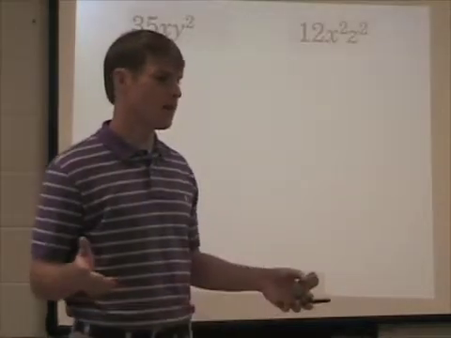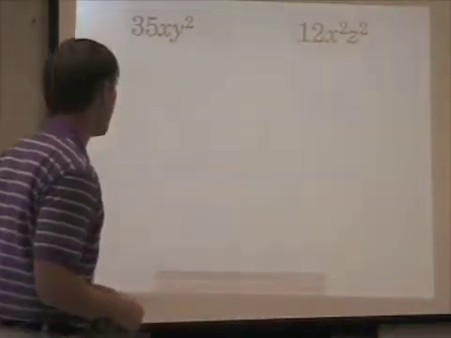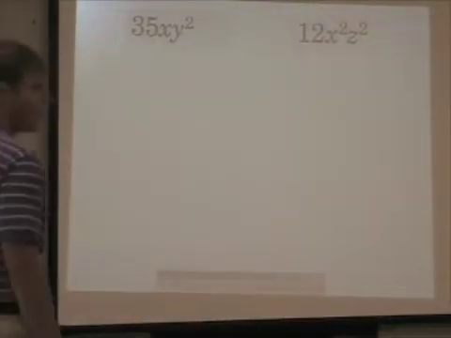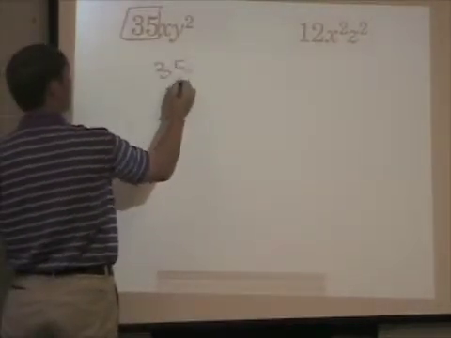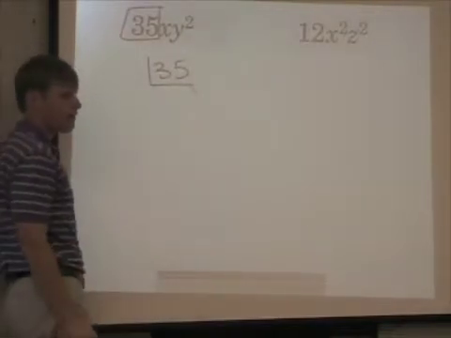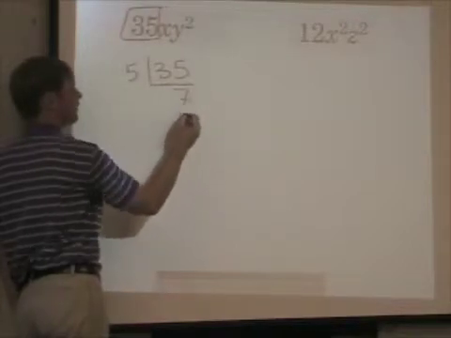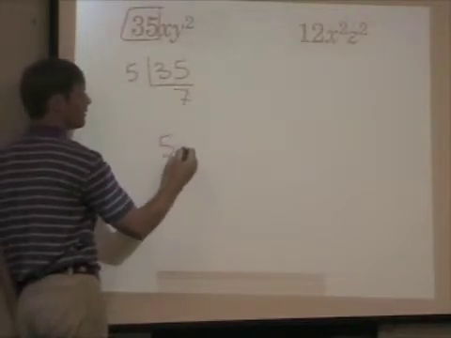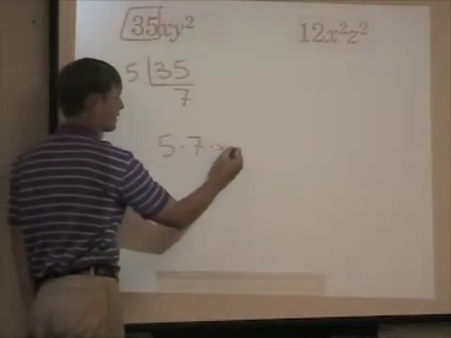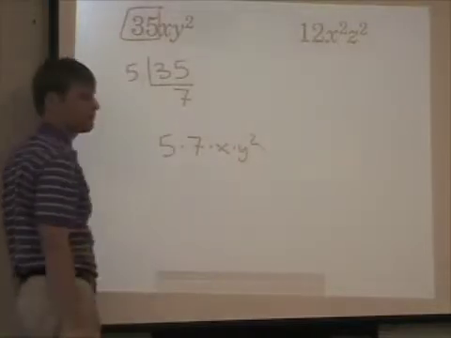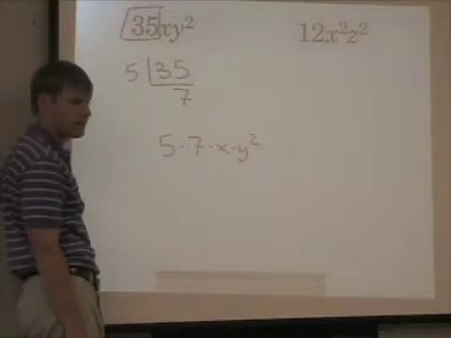Alright, now they're going to give us problems with variables as well. Okay? The 2 problems on the board each have variables. Don't worry about the variables. First, write out the 35. We'll write just the number. What goes into 35 since it ends in a 5? 5 does, times 7. So you know that 35 is 5 times 7. And then just write the variables out beside it. Times x times y squared. Now that's the prime factorization of 35xy squared.